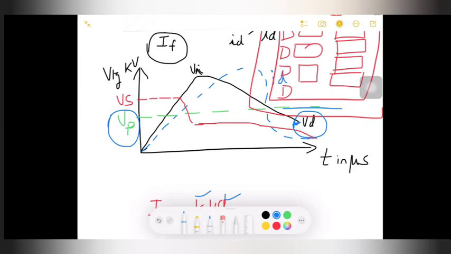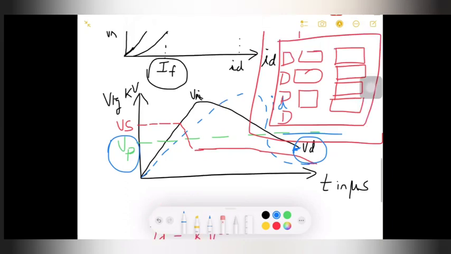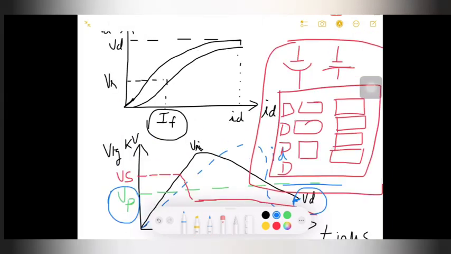Many times it has been asked in the exam: with the help of a diagram, explain the surge arrestor. If you draw these three diagrams and explain them, that will be sufficient. Okay, so this was the last part over here.